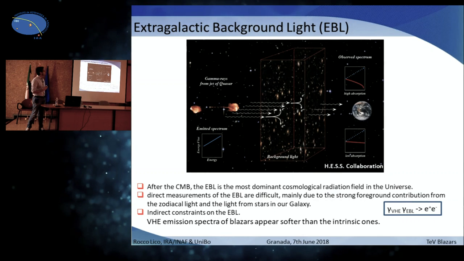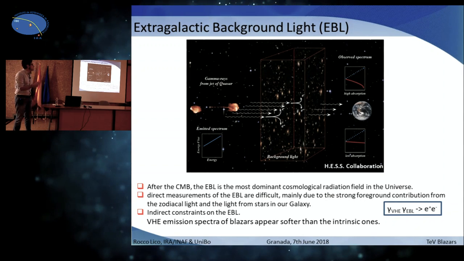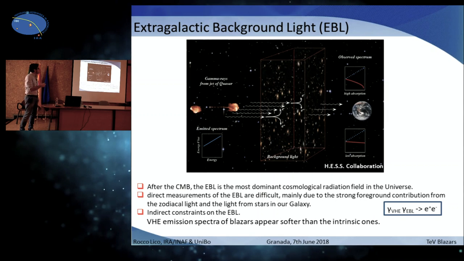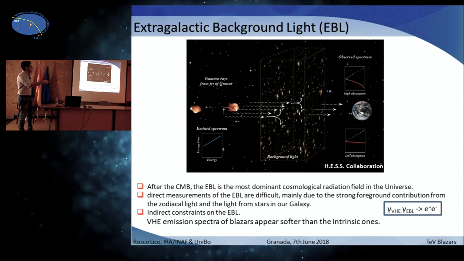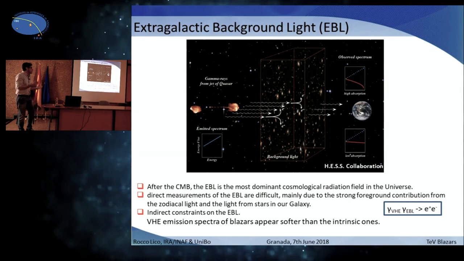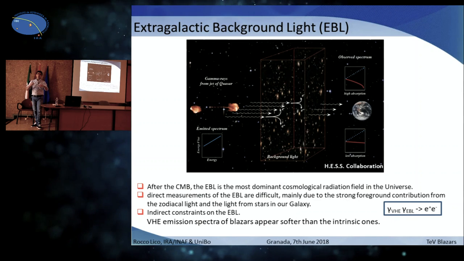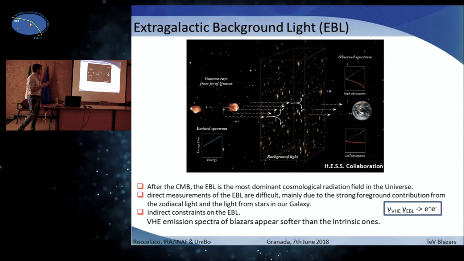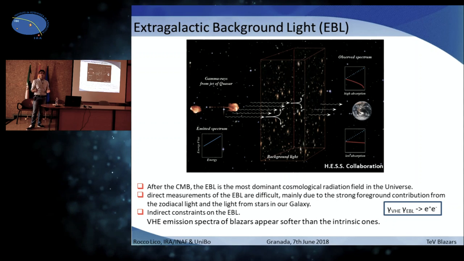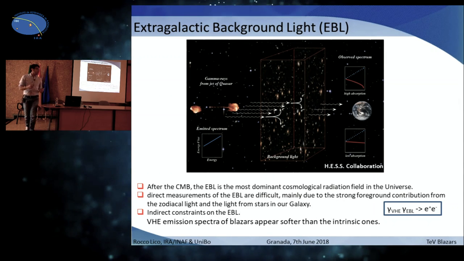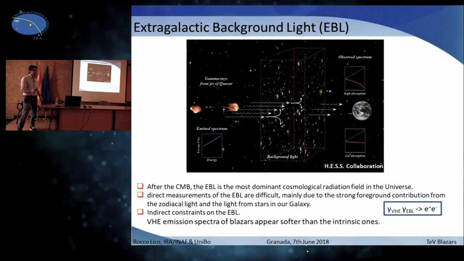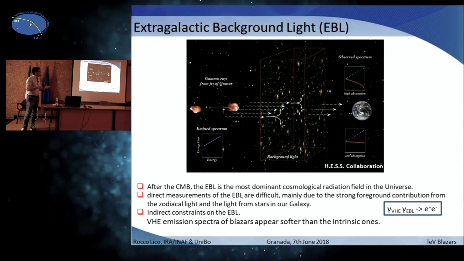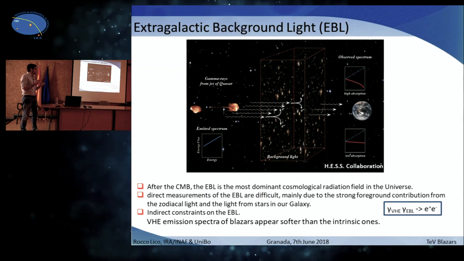Another reason why it's worth studying such sources is to obtain indirect measurements of the extragalactic background light, I mean, the EBL. The EBL, after the CMB, is the most dominant cosmological radiation field in the universe, which contains the diffuse emission of stars and galaxies since they formed. But actually, it's very difficult to make direct measurements of the EBL, mainly because of the strong foreground contribution of the zodiacal light and of stars in our galaxy. And high synchrotron peaked blazars provide us with a good and indirect method for obtaining information on the EBL.